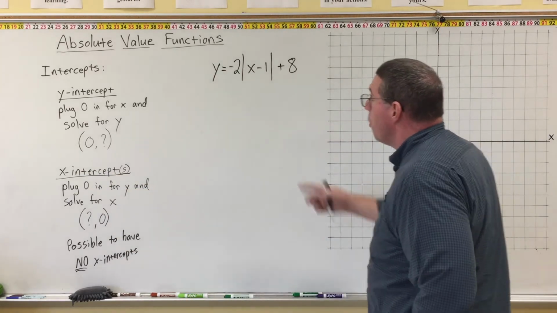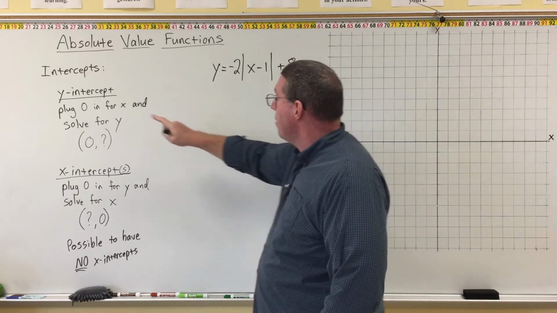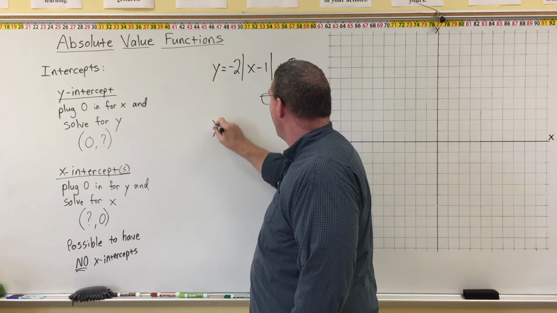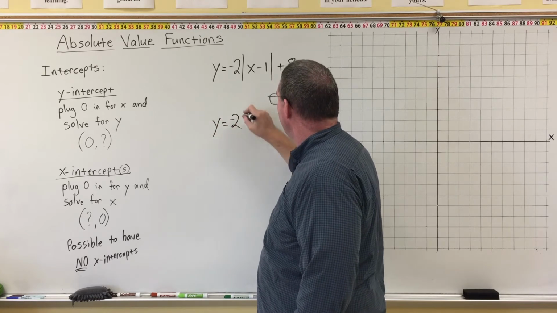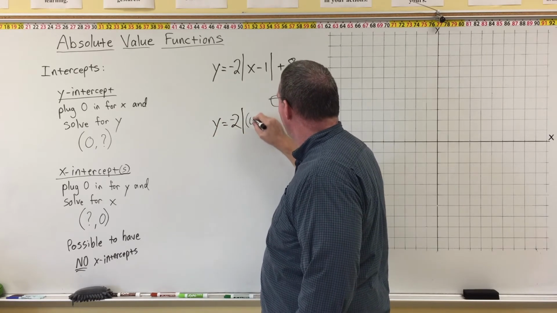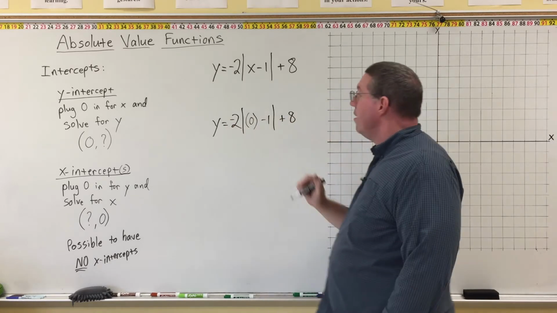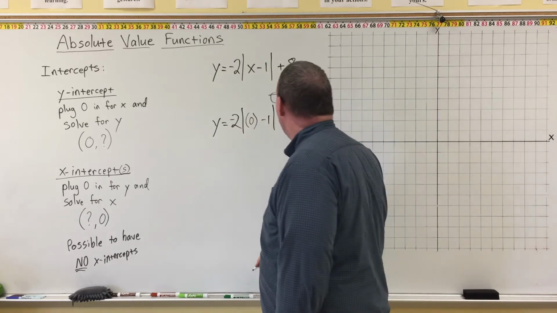So here, let's find the y-intercept. We're going to plug a 0 in for x. So y equals -2 times the absolute value of 0 minus 1, then plus 8. And now we're just going to evaluate, okay?